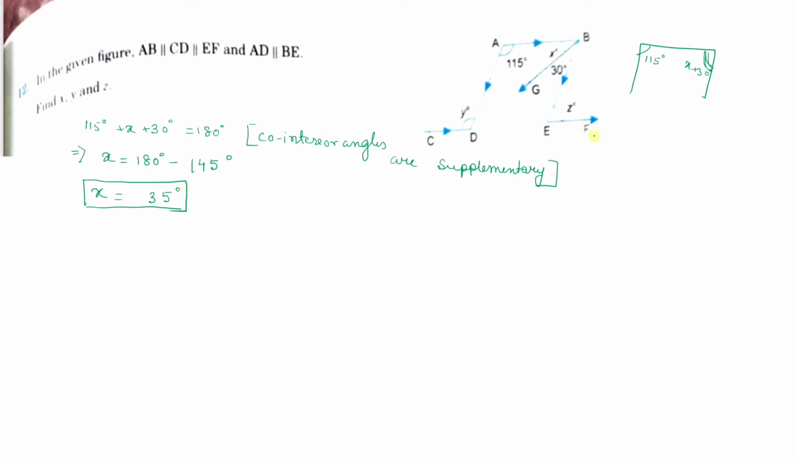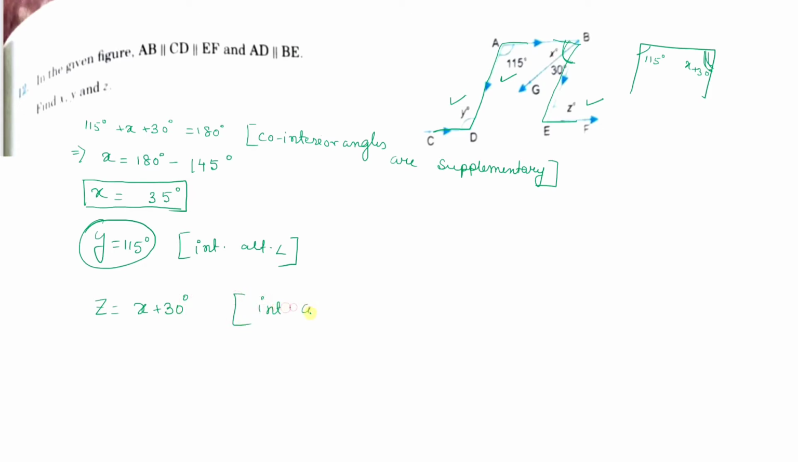Okay, next we have to find y. So here a Z-like structure is formed. Look here, a Z-like structure is formed. So this y will be equal to what? y will be equal to 115 degrees. y equals 115 degrees. The reason will be interior alternate angles. Next, here also a Z-like structure is being formed. So this z will be equal to this whole angle, means z is equal to x plus 30 degrees. The reason will be interior alternate angles, and you know the value of x now, that is 35 degrees. So put it in and find out the value of z. You will get it as 65 degrees.